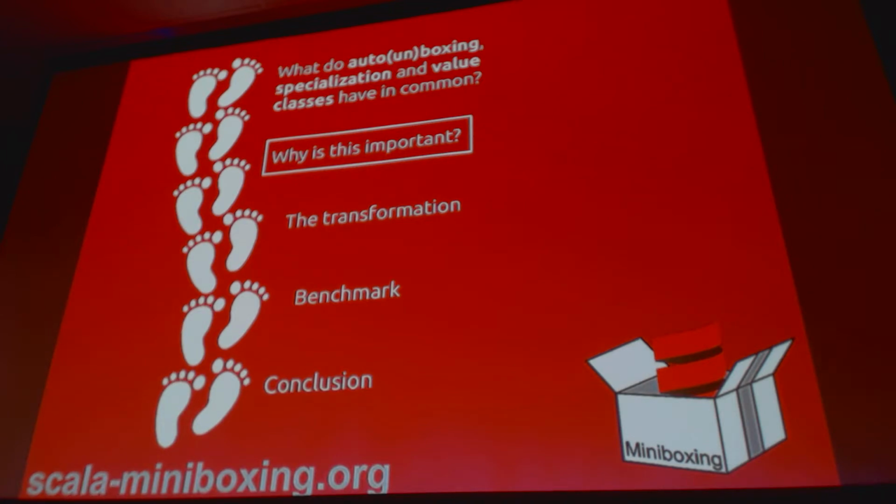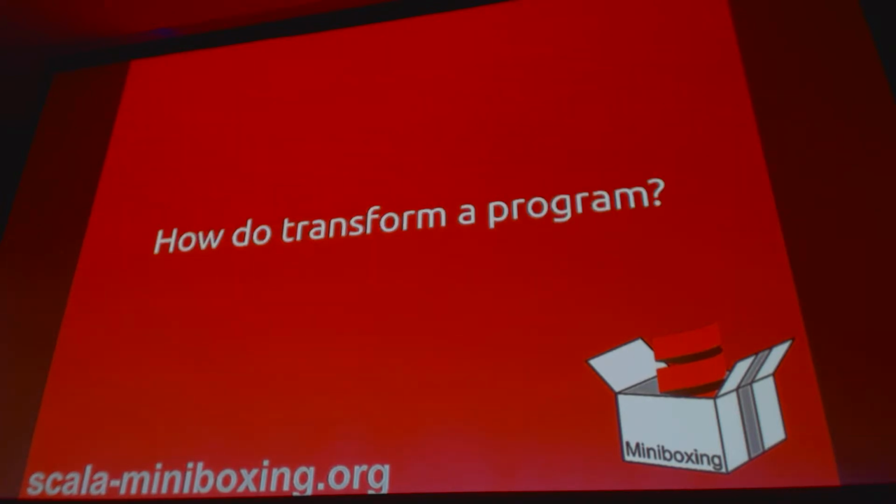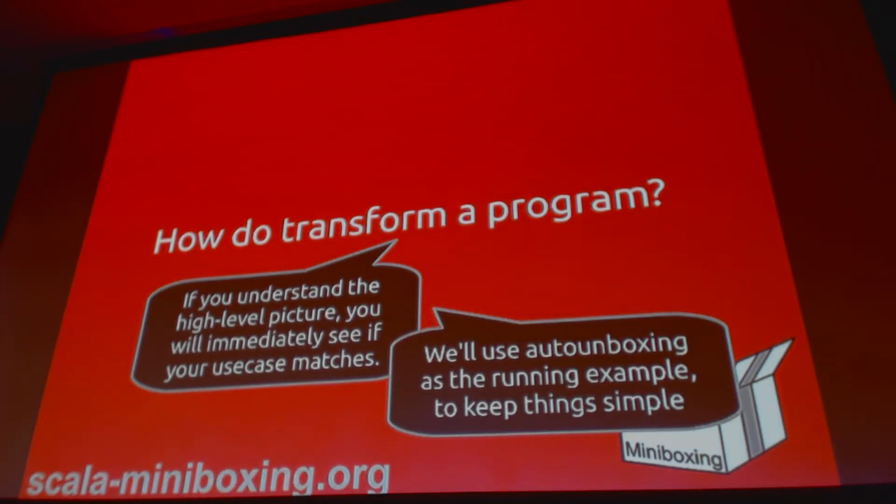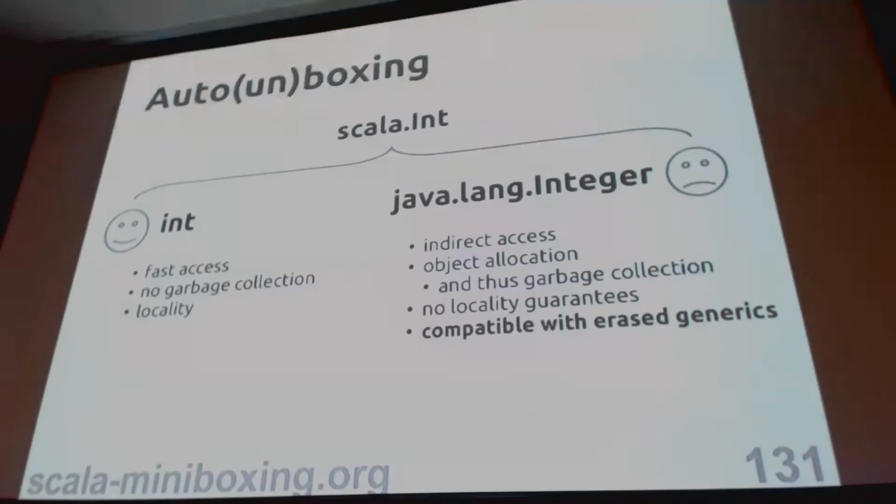Okay, so we've seen why this is important, or at least why I perceive it as being important. Let's go through the transformation a little bit. How do we transform a program? I think that if you know what transformations are happening in the program, you will know whether your use case could fit the transformation. We will use auto unboxing as the running example, because this is something we all already had problems with, so it's very easy to reason about.